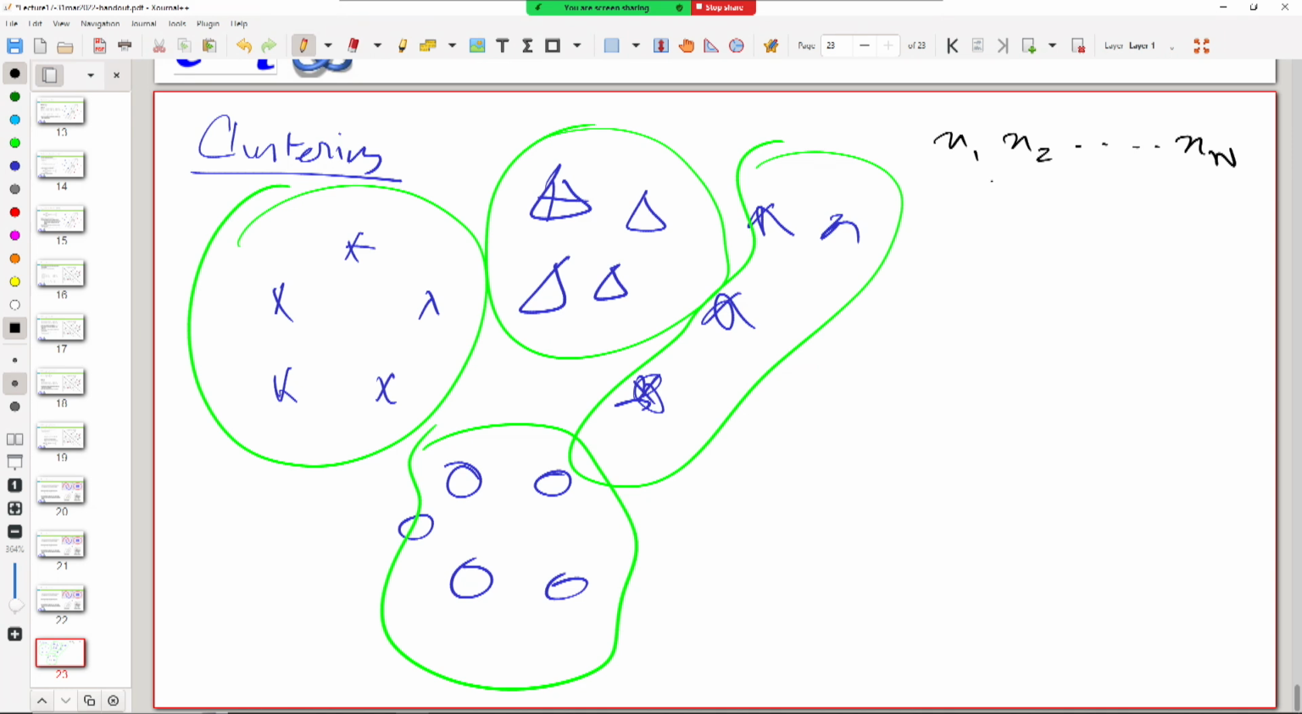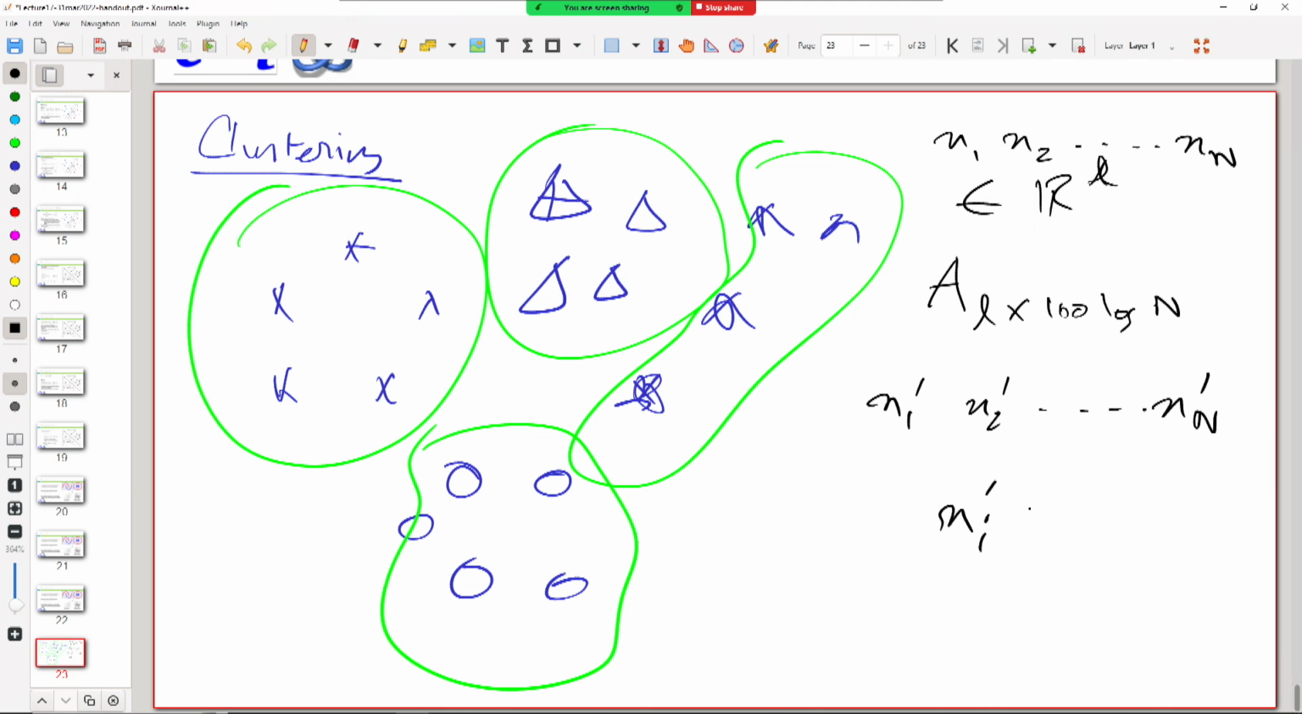So, these are some vectors in some, let us say, R raised to L, some L dimensional space where L is very large. One of the things you can do is take a random matrix A, which is L times, let us say, 100 log n. Here n is the number of data points you have. Then you look at the following collection of data points, x1 prime, x2 prime, xn prime, where xi prime is equal to A times xi. Did I get the dimension correct, or should it be the other way around?